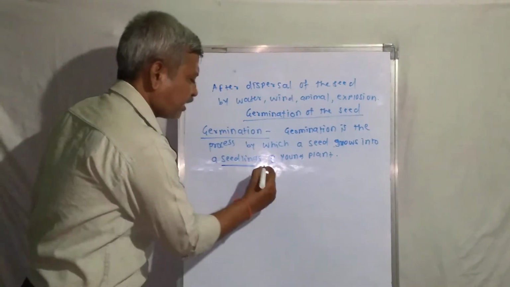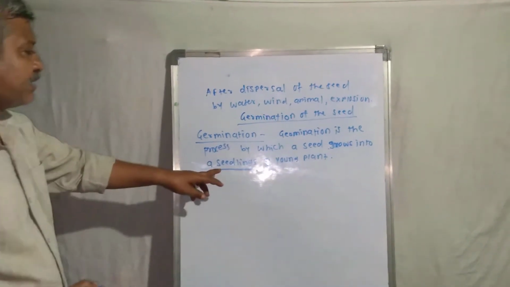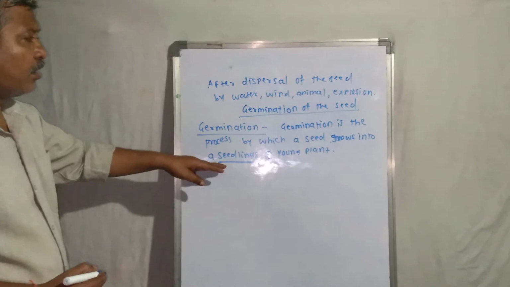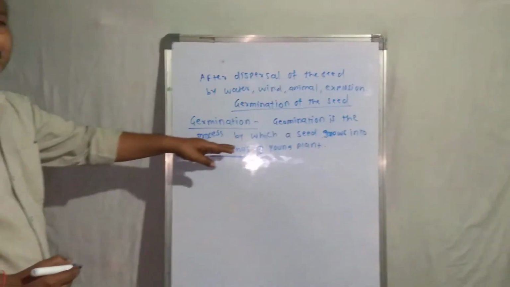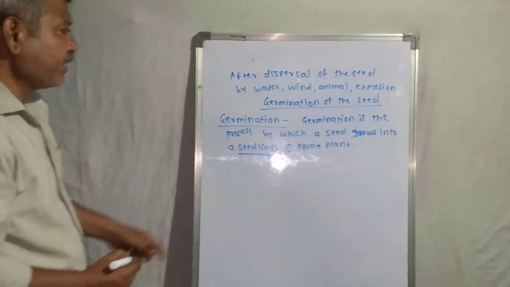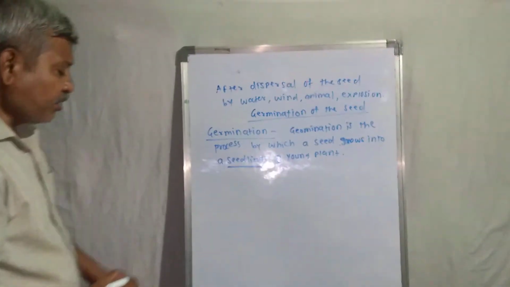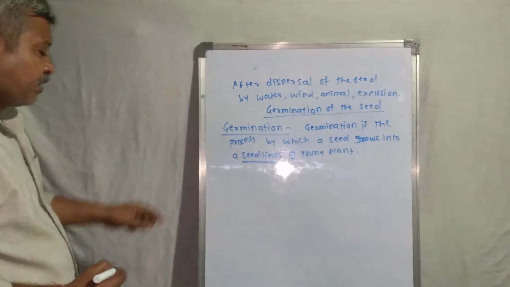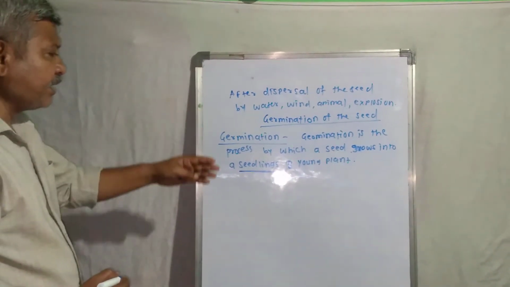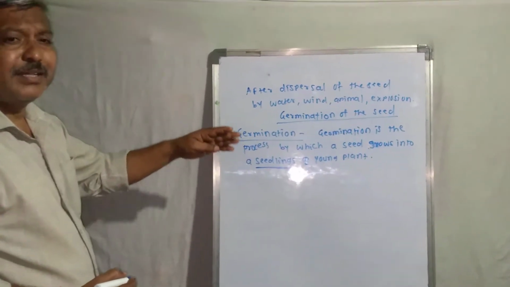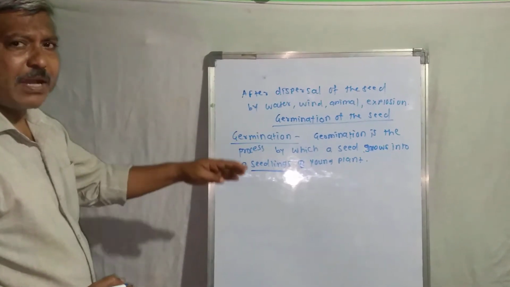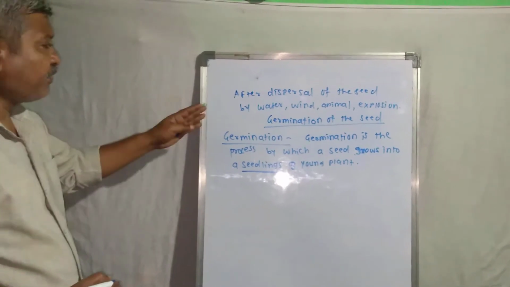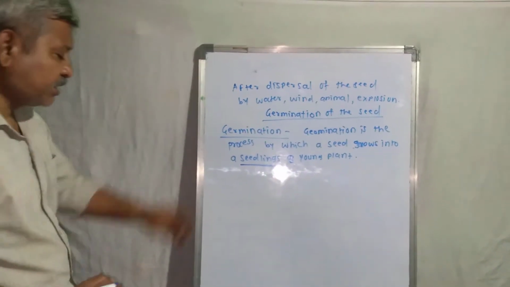So here is another word, that is the seedling. The young plant is known as the seedling, okay, or young plant. So this is the definition of germination, and now we see how germination takes place step by step. There are different steps for the germination of the seed.